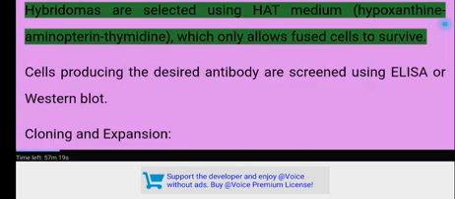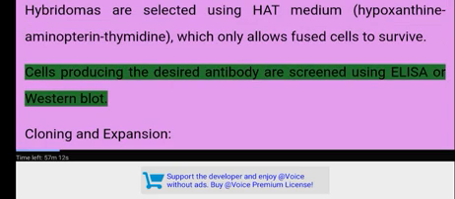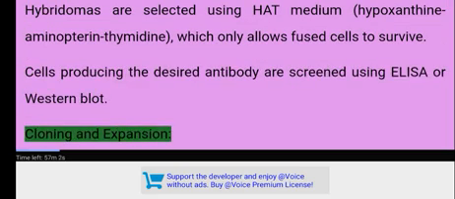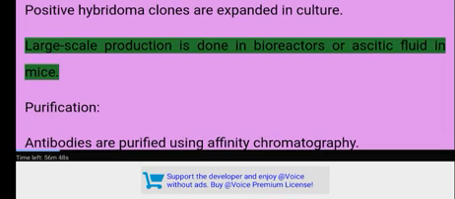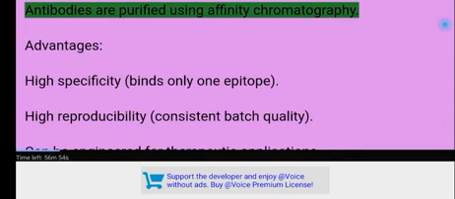Selection and screening: hybridomas are selected using HAT medium, hypoxanthine, aminopterin, thymidine, which only allows fused cells to survive. Cells producing the desired antibody are screened using ELISA or Western blot. Cloning and expansion: positive hybridoma clones are expanded in culture. Large-scale production is done in bioreactors or ascitic fluid in mice. Purification: antibodies are purified using affinity chromatography.